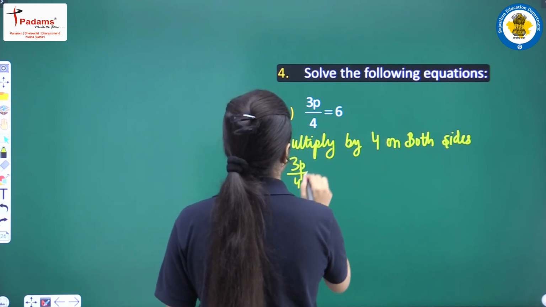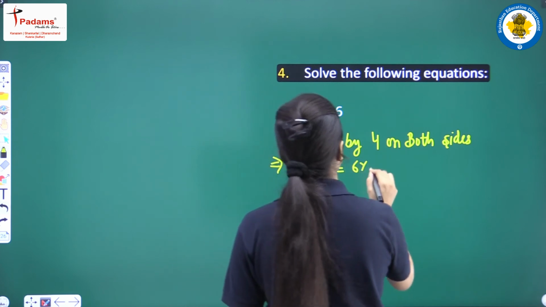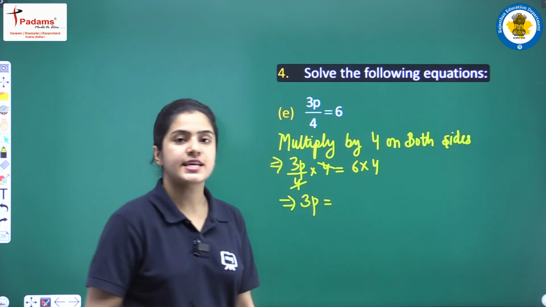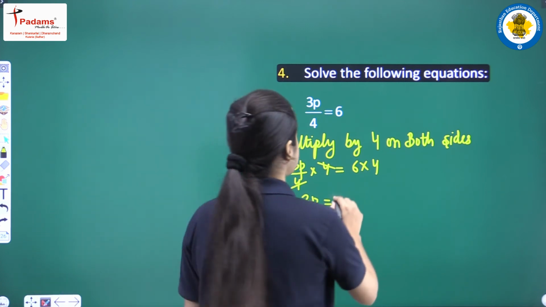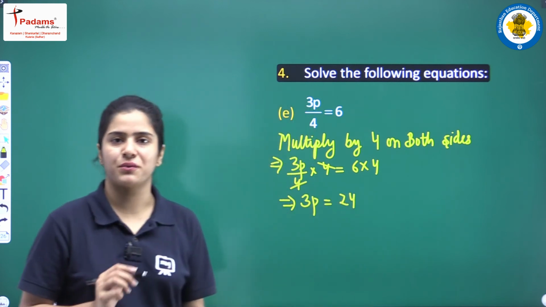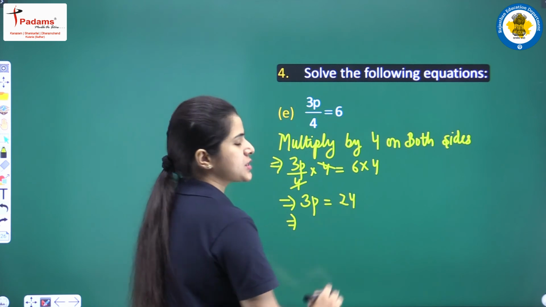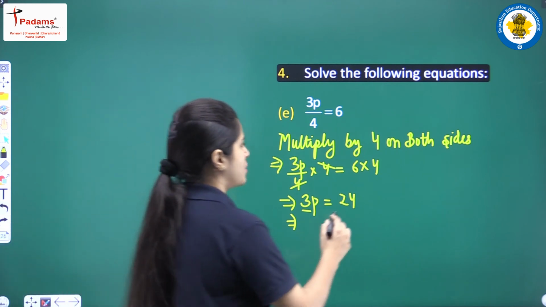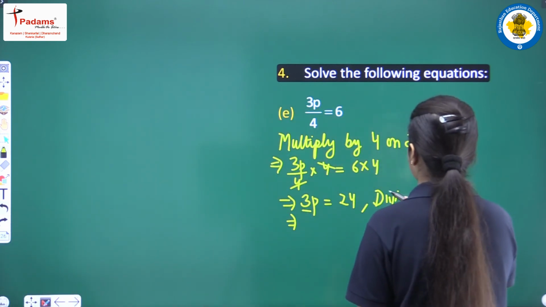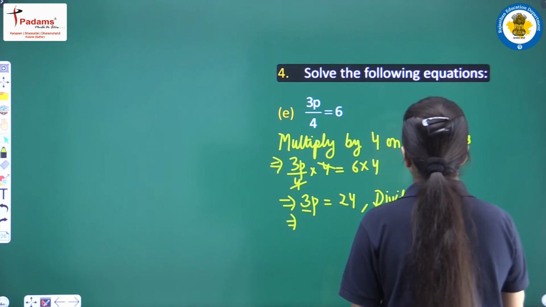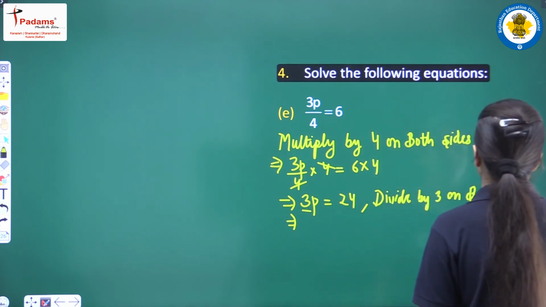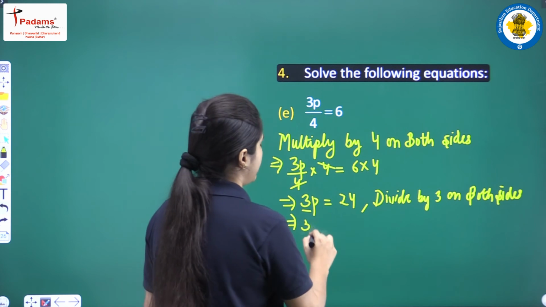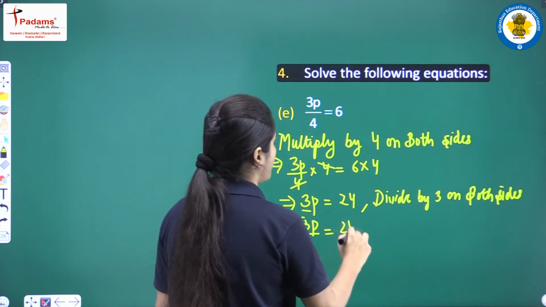3p upon 4 into 4 is equals to 6 into 4. 4 and 4 will be cancelled out, and this is 3p. 3p is equals to 6 into 4 is equals to 24. Now students, this 3p is equals to 24. 3 will be eliminated when we divide by 3 on both the sides. Now 3p upon 3 is equals to 24 upon 3.